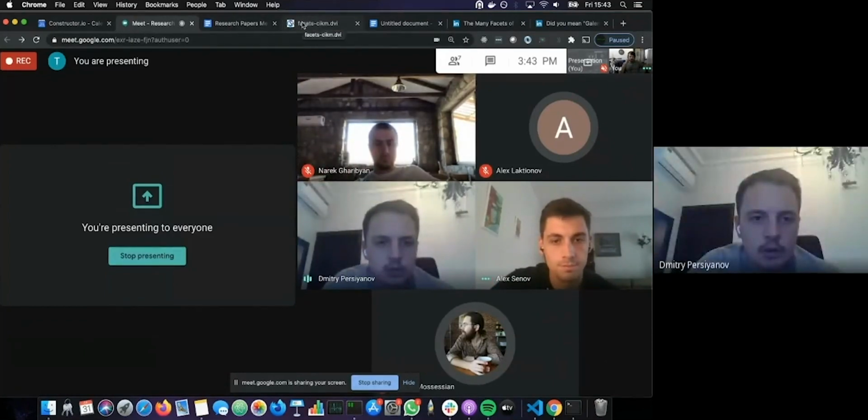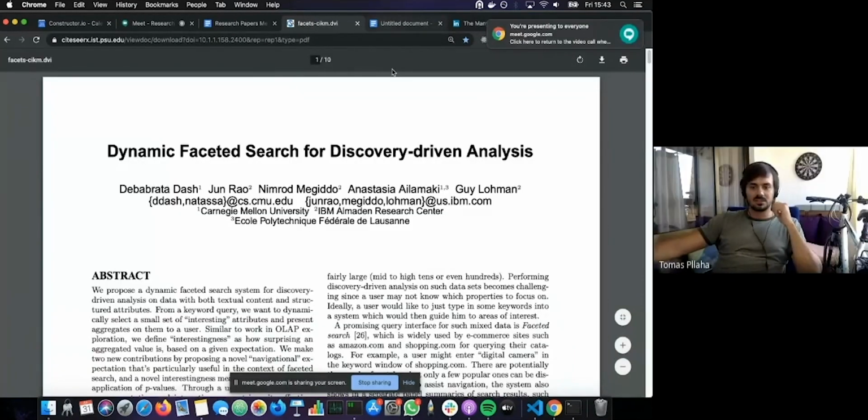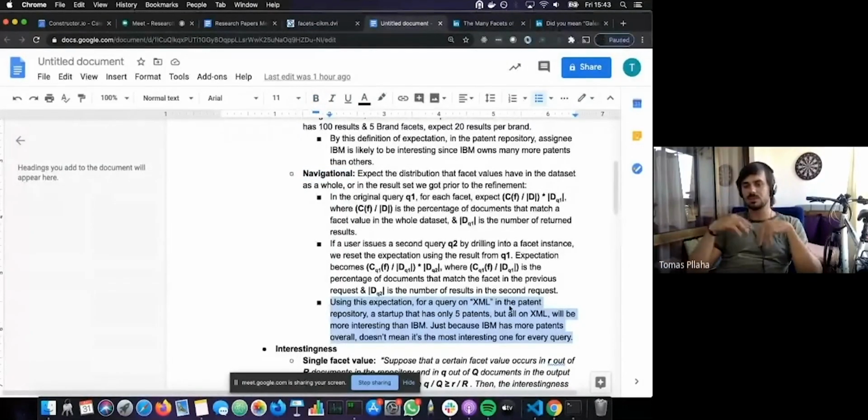Yeah, just to clarify, in this XML example, what is the first query and what is the second one? In this example here, I'm talking only about the very first query. So you just make a first query on XML. If this startup has only 5 patents, your expectation would be that you see close to 0 results for them.